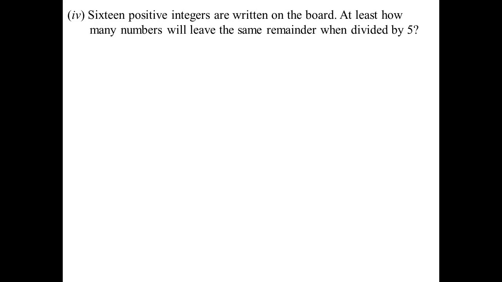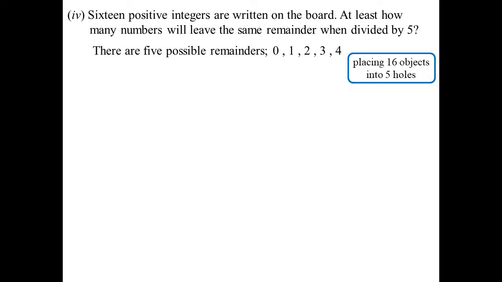Oh, this is a good one. 16 positive integers are written on the board, totally random. You can pick any integer you like. At least how many numbers will have the same remainder when we divide by 5? There are going to be 5 possible remainders. 0, 1, 2, 3 or 4 when we divide by 5.